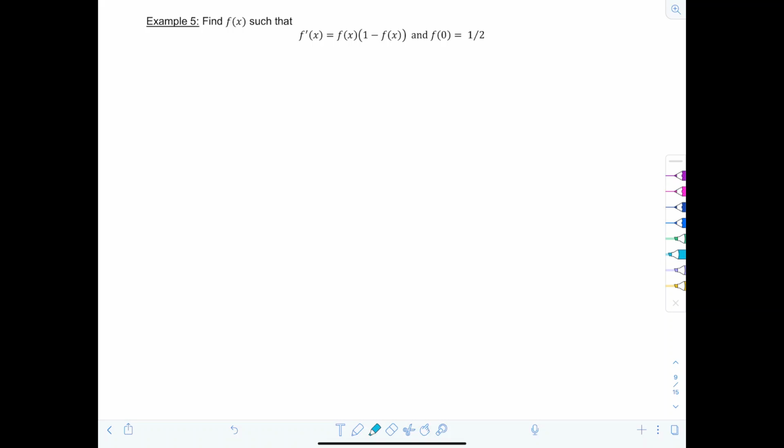Here we go. So find f of x, again, so solve the differential equation such that f prime of x equals f of x times 1 minus f of x, and f of 0 equals 1/2. Okay, I'm going to replace f prime of x with dy dx. I'm going to replace f of x with y, and then this is also 1 minus y. Okay? Don't let them use other notation and trip you out. You know exactly what's going on, okay? Yes, you do.